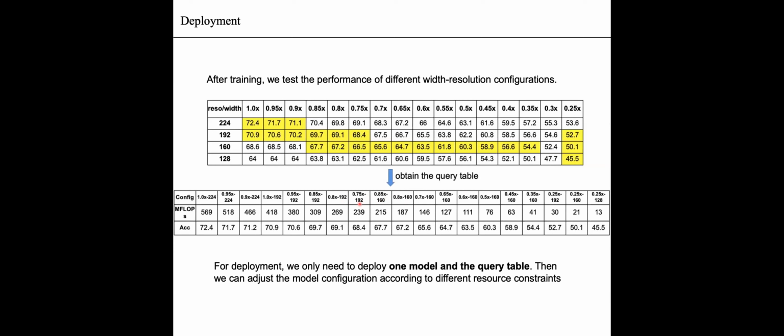So if you know the specific computation cost level you have, you can first go through these accuracy tables and figure out which configuration is the best under that specific computation cost level. Then we can formulate or generate this query table. So during deployment, we only have to deploy a single model. You train a single model, and based on this query table, you can instantly select the configuration to meet that specific budget.